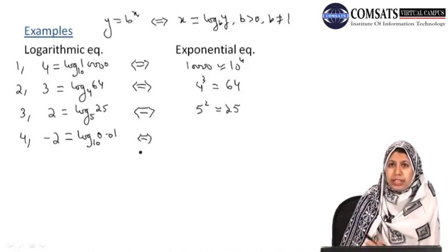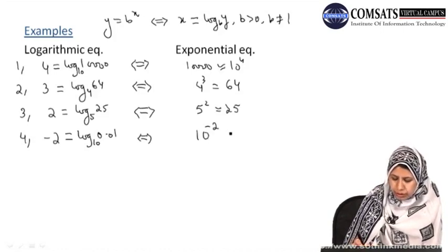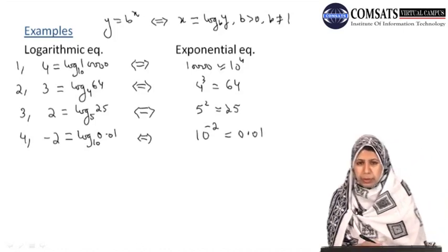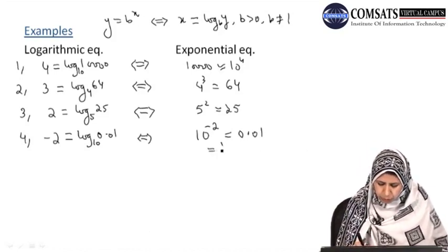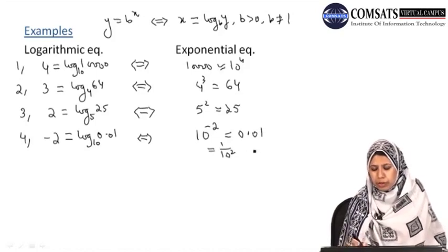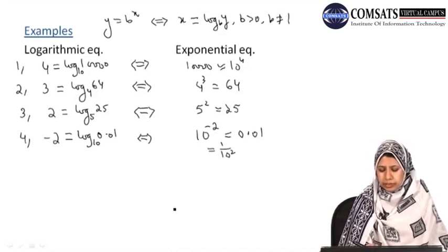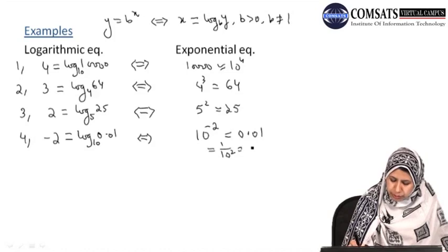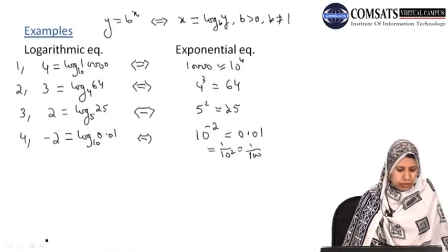And writing it in the exponential form, we write it as base b, which is 10 to the power minus 2, which is equal to 0.01, where 10 to the power minus 2 is nothing but 1 over 10 squared, because here we have a negative exponent, and we can replace this negative exponent by the positive one just by taking its reciprocal, which further simplifying is equal to 1 over 100, which is equal to 0.01.